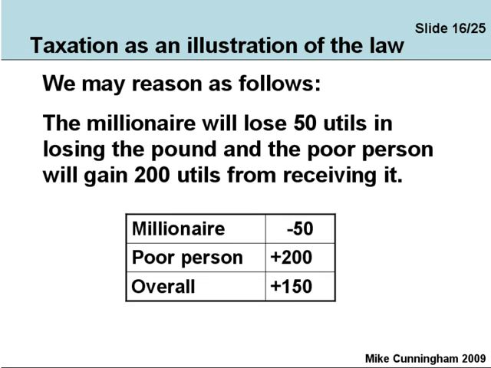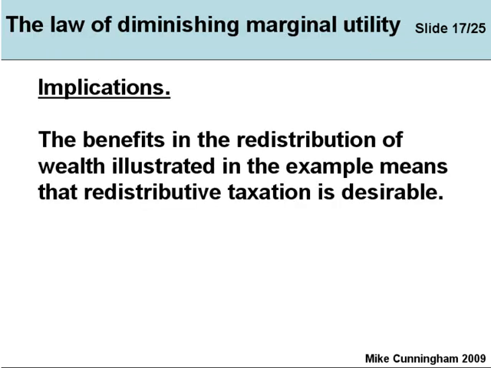So, the millionaire loses 50, the poor person gains 200. In terms of a little table, a little account, if you like, a utility account, what we've got here is the millionaire is down 50, the poor person is up 200. So overall, the society has benefited by 150 utils. Therefore, taxing the rich and giving it to the poor seems to be a good idea, according to this. So we're using the theory to try and explain taxation.